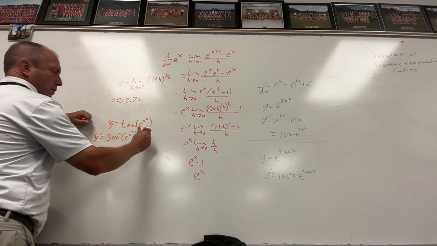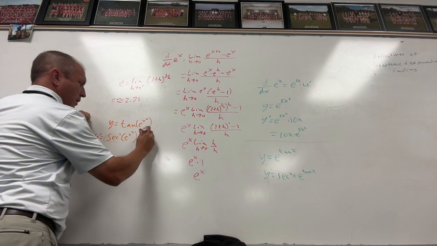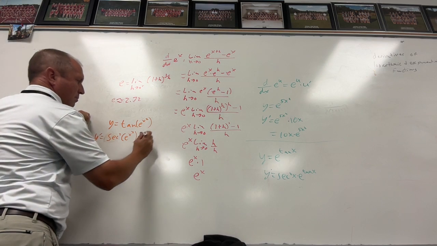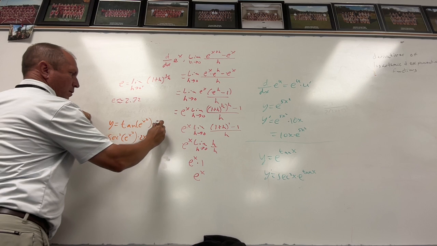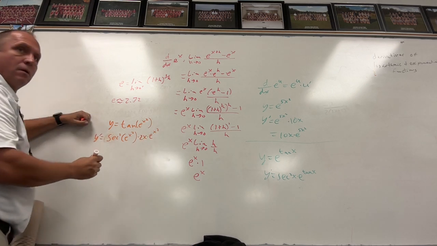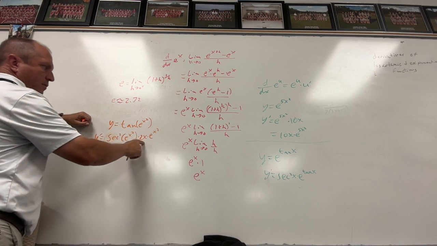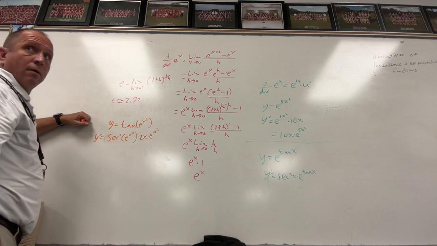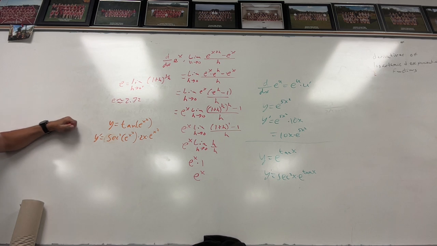So it's 2x times e to the x squared. Remember, it's e to that power times the derivative of that power. Take a second to let that sink in.